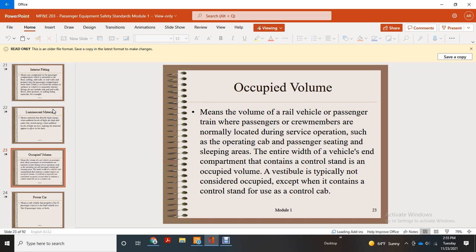where the passenger train crew members are normally located during the trip of the operation, so if the operating cab, passenger seating, or sleeping area spans the entire width of the vehicle's end compartment, and it contains the control stand, it is an occupied volume. A vestibule is typically not considered an occupied volume except for the portion containing the control stand used for the control cab.